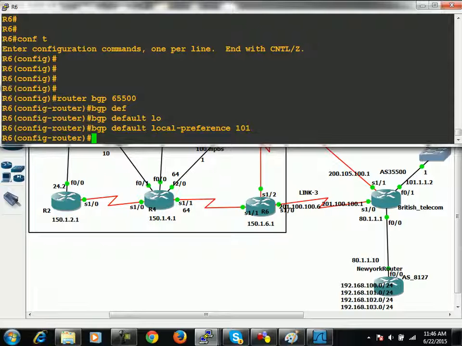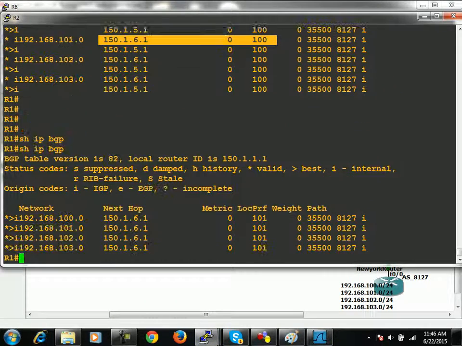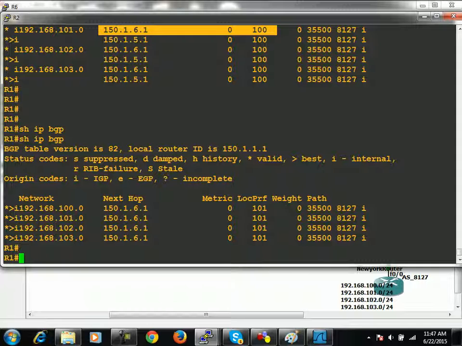So this R6 was receiving prefixes coming from the eBGP neighbor with default local preference. I mean not with default local preference, actually with null local preference. But this time whenever it advertises these prefixes in the direction of R1, it will add its local preference as 101. So this time if you move back again on R1, show IP BGP, what is this? 101. Because whenever R6 advertises any update in the direction of R1, it will set its local preference as 101. You understand? Just give me 1 second please.